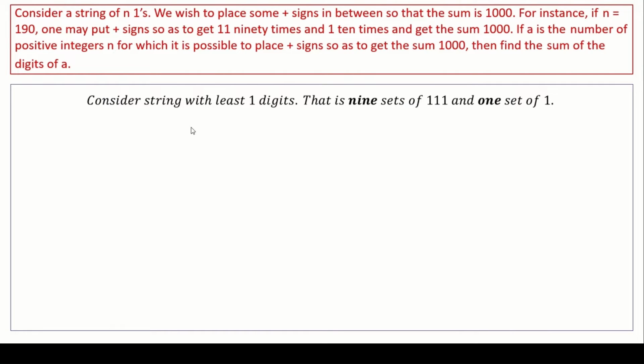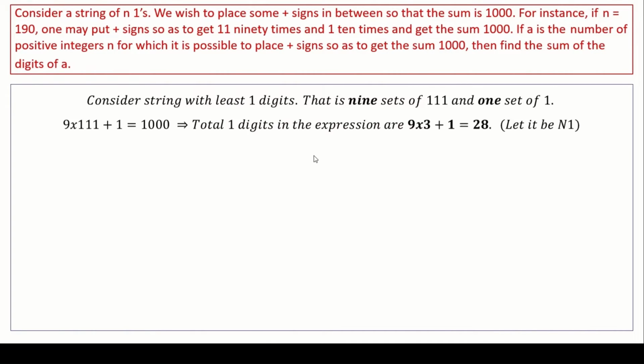So first let's start with the least possible number of ones. That is 9 sets of 111 and one set of 1. If I add 111 plus 111 plus 111, 9 times, and then plus 1, that is 9 into 111, which is 999, plus 1, giving 1000. How many ones are there in this expression? 9 into 3 plus 1 for the last one, which is 27 plus 1, 28. Let this be n1.